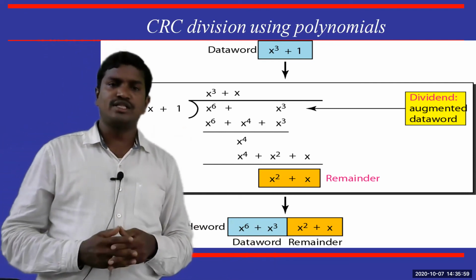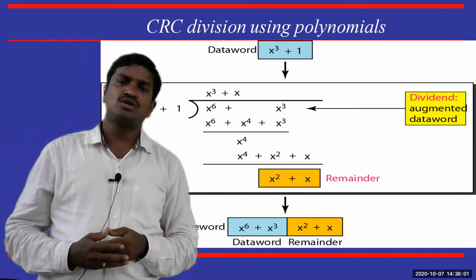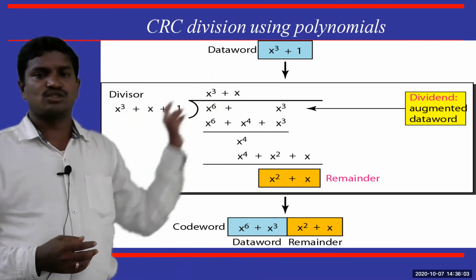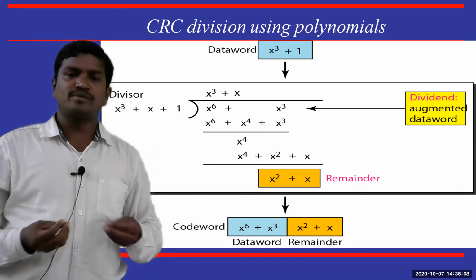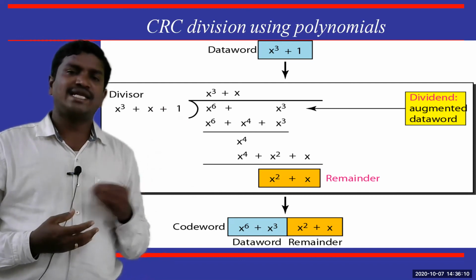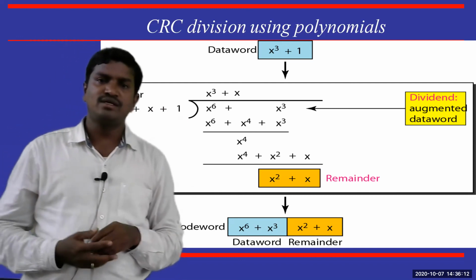So let us stop in this video, and in the next video we talk about how this divisor is chosen. Always we are taking it just like that, x cube plus x plus 1. So what are the minimum steps to be followed to select a divisor? Those things we will see in the next video.